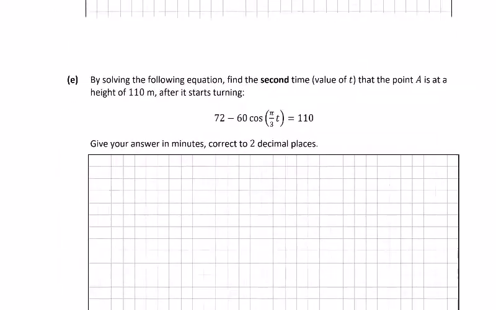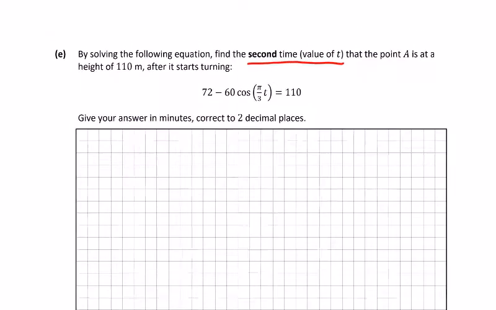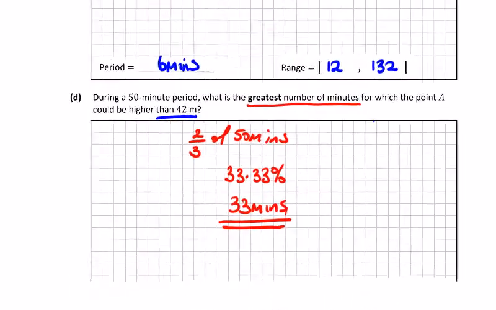Part E. By solving the following equation, find the second value of t that the point A is at the height of 110 after it starts turning. Okay, if we go back to our diagram, it's going to be equal to 110.